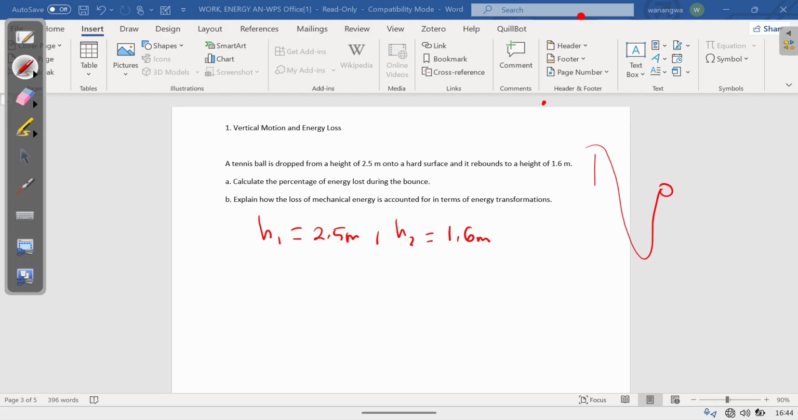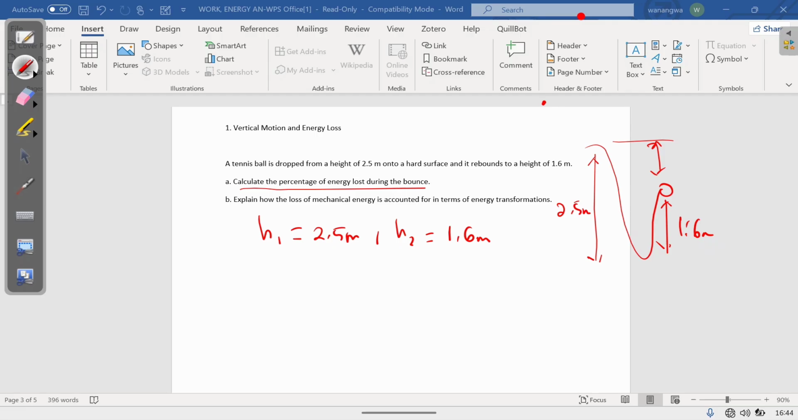So if the ball is there, the initial height, this is 2.5 meters, and then it rebounded to 1.6 meters, okay? But it wasn't able to bounce back to its original height. That means there's energy lost there. That's why they're saying calculate the percentage of energy lost during the bounce. Okay, now we have not been given any other information, only the heights.